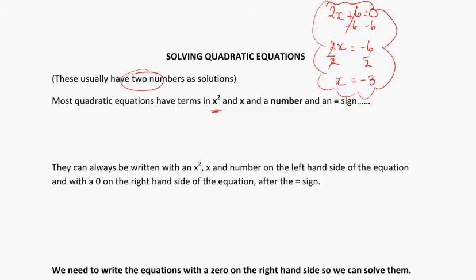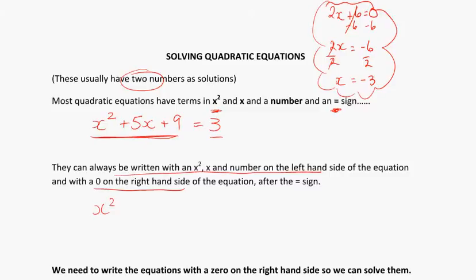For example, you might have something like x squared plus 5x plus 9 equals 3. So you've always got an equal sign and a number. Now it may or may not be 0. But if it's not 0, they can always be written with an x squared, x and a number on the left hand side, and with a 0 on the right hand side. So if I was to solve this, I would want to make the right hand side 0, and there's a reason for that, which I'll tell you about in a minute.